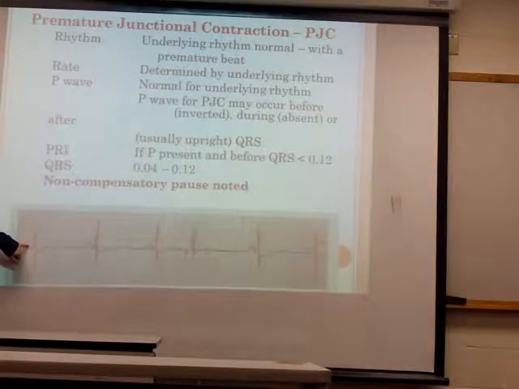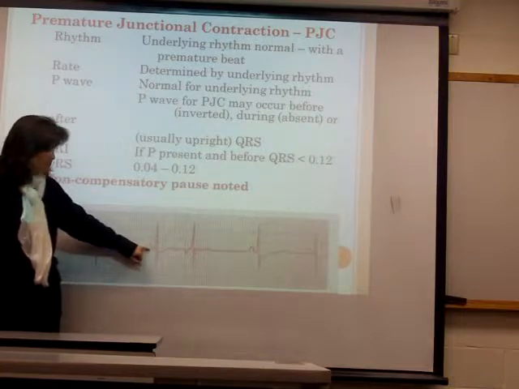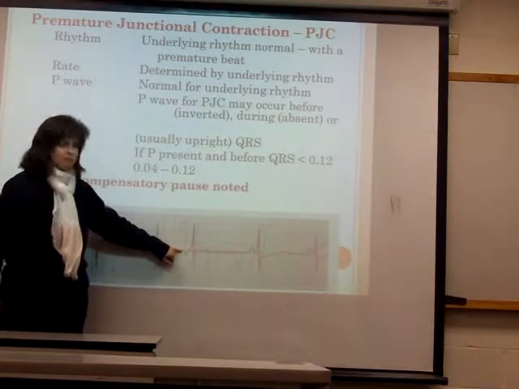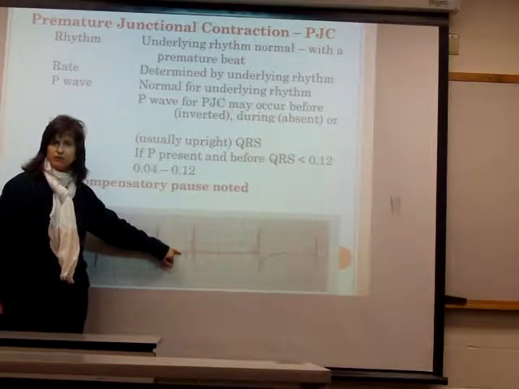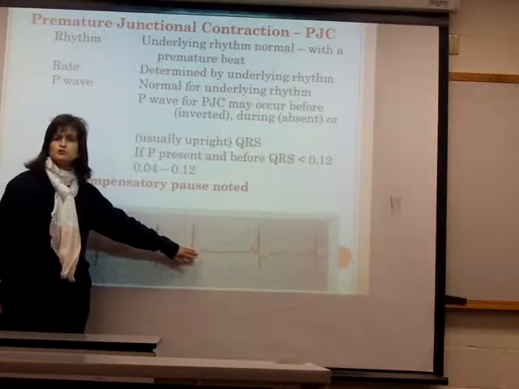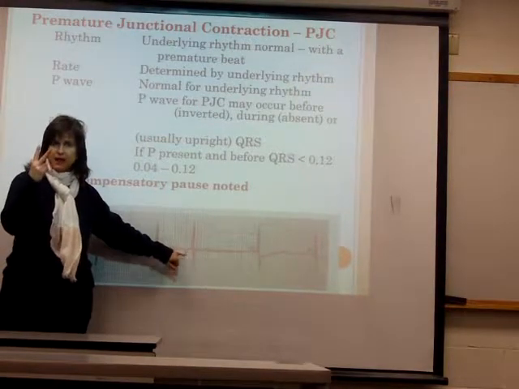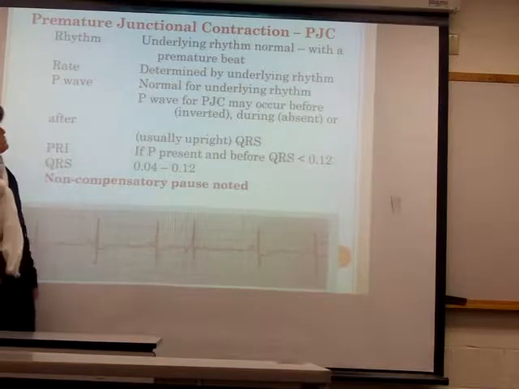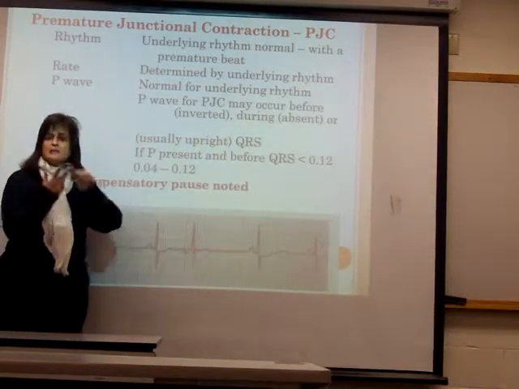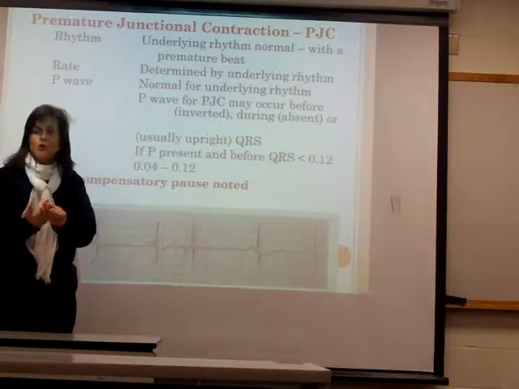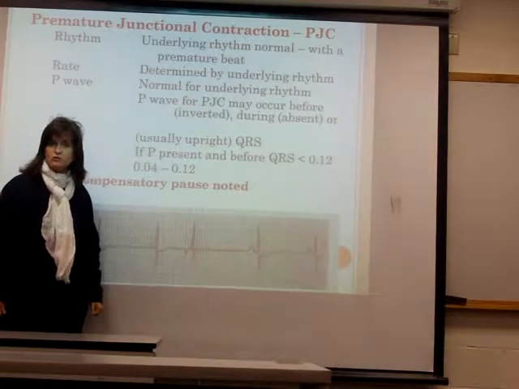P wave is upright. It's not peaked. There's one here before the QRS, one here before the QRS, looks the same. But on my premature beat, the early beat, I noticed distinctly that that P wave is inverted. So I know right away that's a premature beat and the P wave is inverted. So those are the two things that have to occur to have a premature junctional contraction. It has to be early, that is definitely early, and the P wave has to either be absent or inverted. In this case, it's inverted. That's a premature junctional contraction.